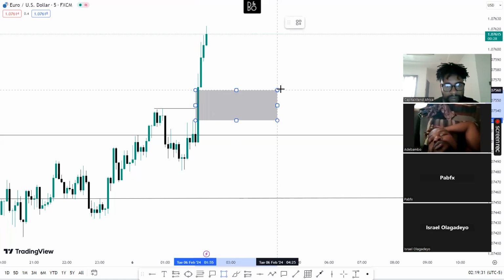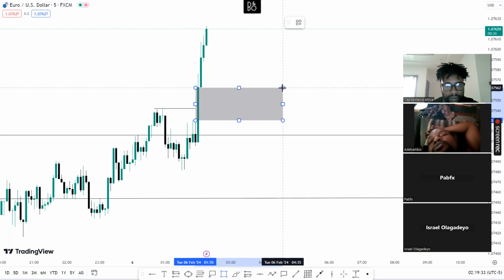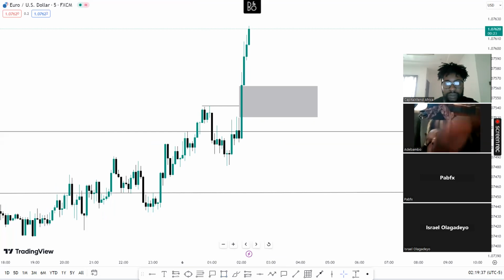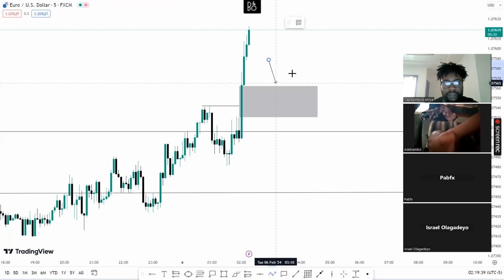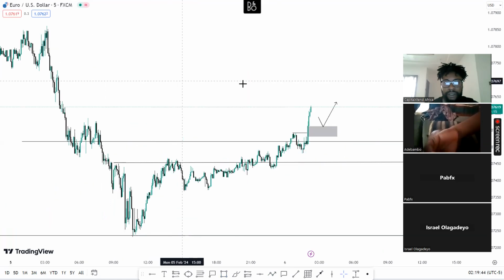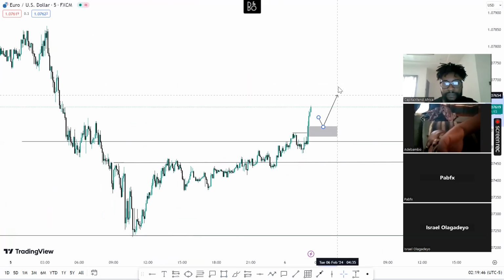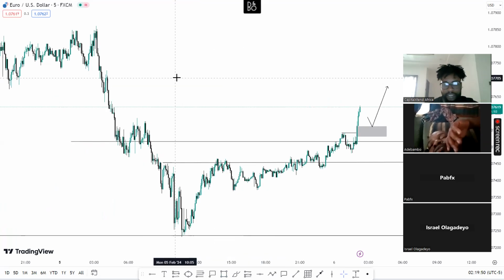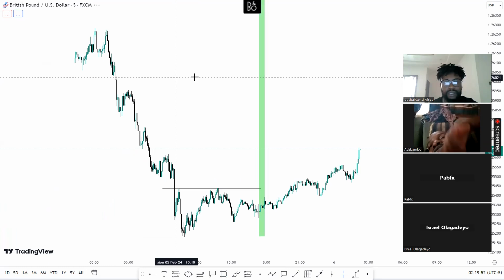So price might want to play this gap to continue the up movement. We need to get something like this to continue the up movement. Yeah, so this is what I'm expecting on EURUSD. Then let's check GBPUSD.